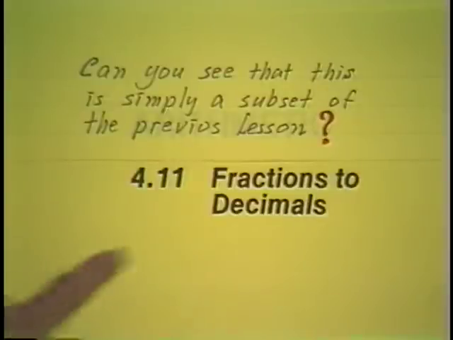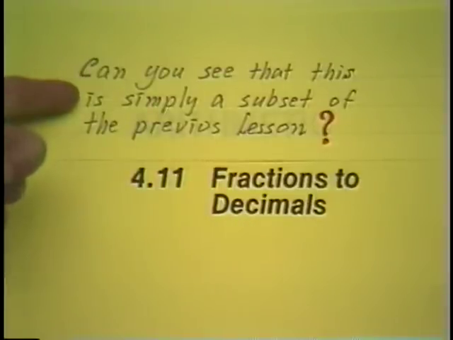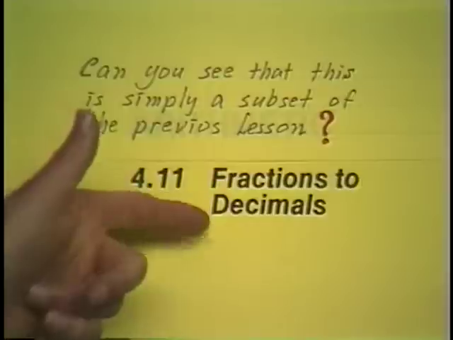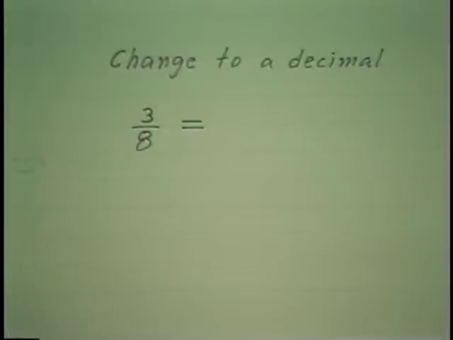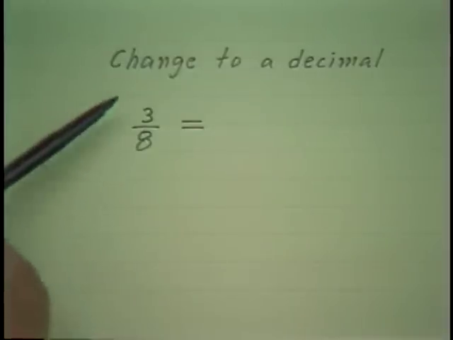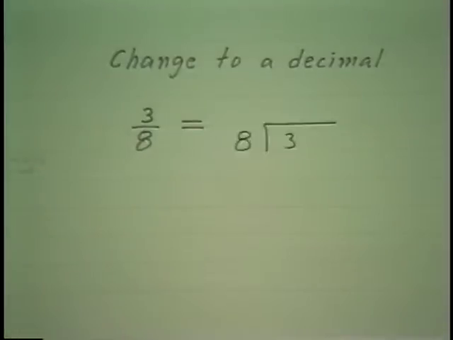Can you see that just by the title alone that this lesson is going to be simply a subset of the previous lesson? After all, fractions are implied divisions, and we've already had that. So the last lesson, which was a bit long, will make this lesson to be that much shorter. So we simply read this as 3 divided by 8 and write it accordingly.